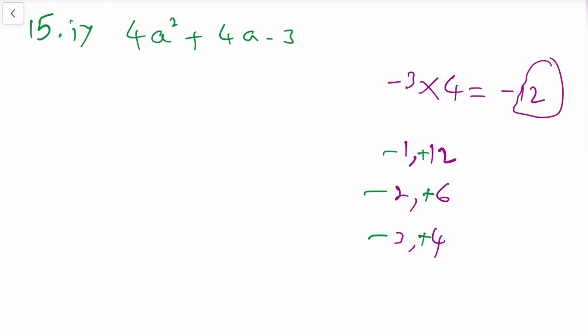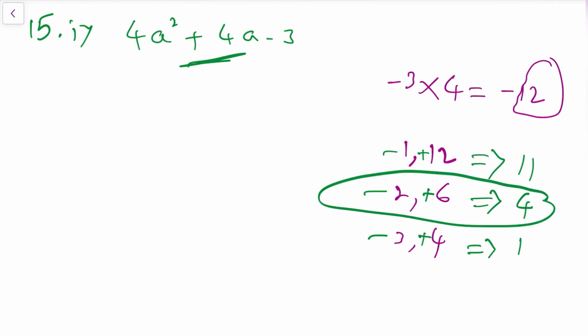Okay, now let us check. Minus 1 plus 12, 11. Minus 2 plus 6, 4. Minus 3 plus 4, 1. In the middle we have plus 4. So this second pair is the correct pair.